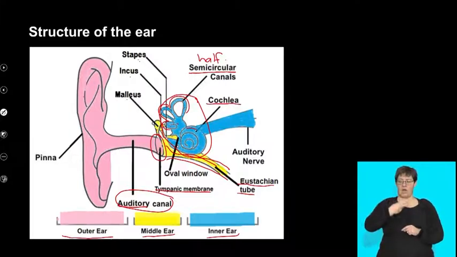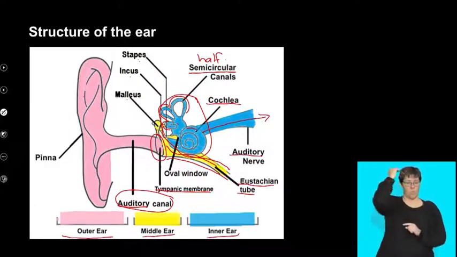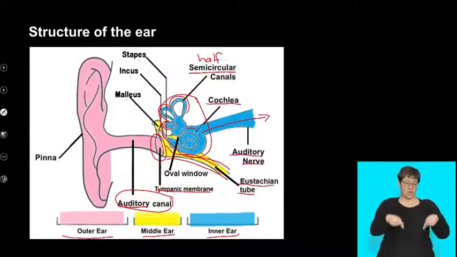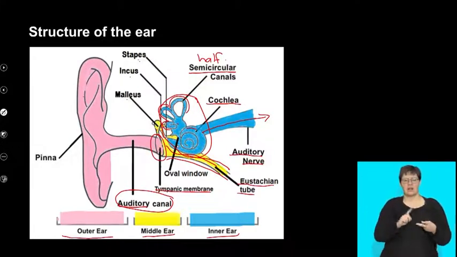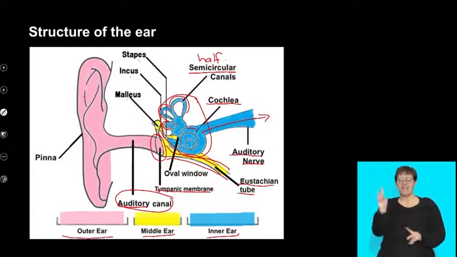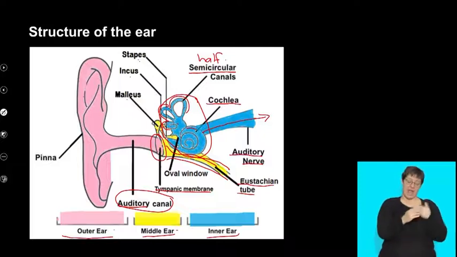And then, of course, we have a nerve. The nerve goes to the brain, and it's the auditory nerve, the sound nerve. It's not the optical or the sciatic nerve. No, it's for sound, the auditory nerve. So this is the basis of the ear. It has 3 parts, the outer ear, the middle ear, and the inner ear.